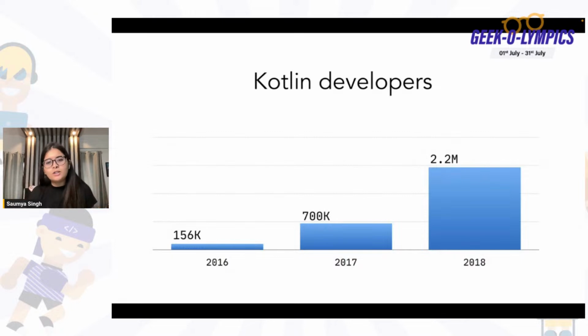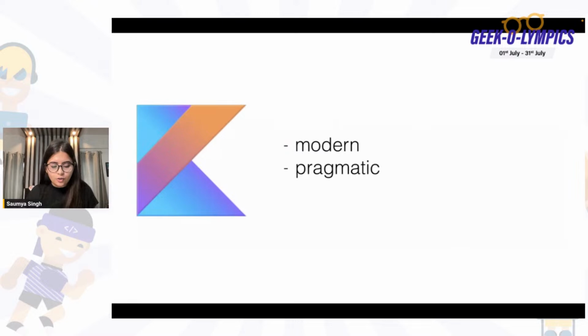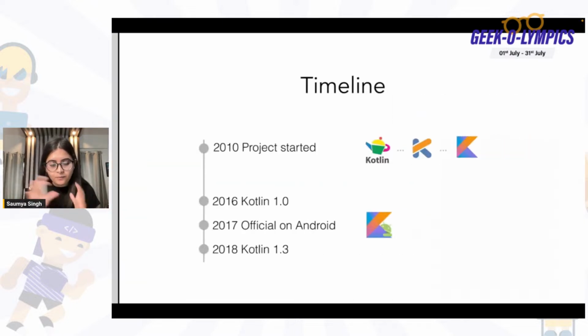When you ask developers who have worked with Kotlin, they are in love with this language because of the simplicity that it provides. It is modern as well as pragmatic. That is, it is not very much about theoretical knowledge. It focuses on practical stuff more. It believes in practicality more than theory.